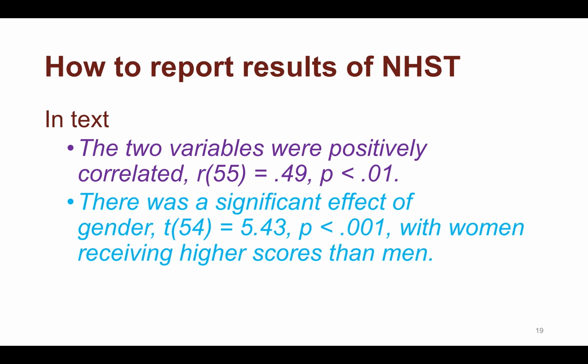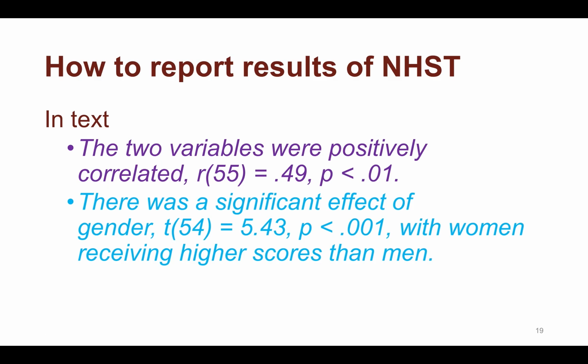How to report results of null hypothesis testing. I'm just going to give a few examples in text, in tables, in graphs, for different methods. We'll cover some more of these in a future video as well. For correlation, you could just list out the two variables, whatever they are. The two variables were positively correlated, and you report your r statistic, 0.49, and your p-value, less than 0.01 in this case. The 55 is known as the degrees of freedom.